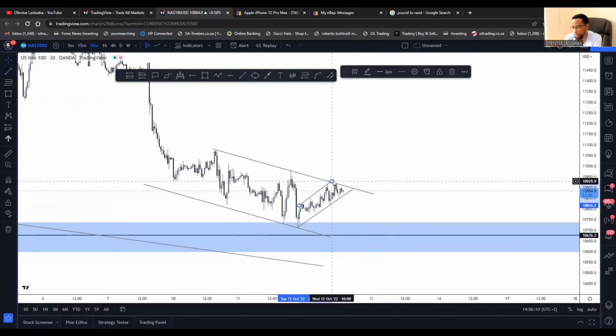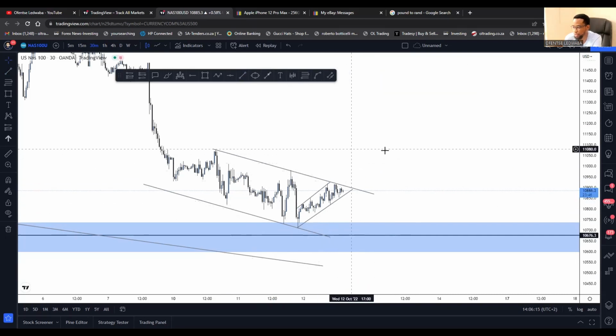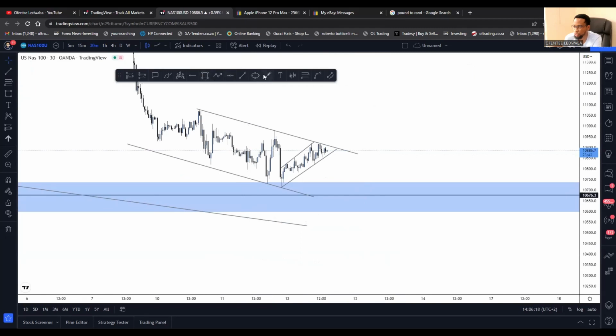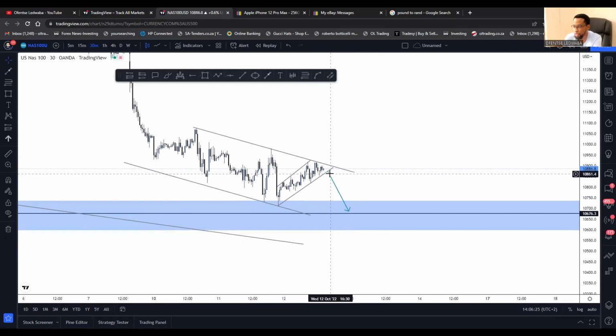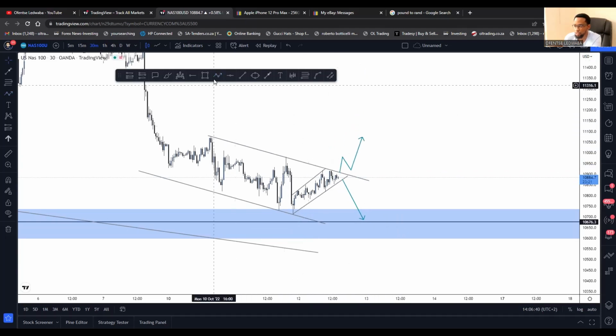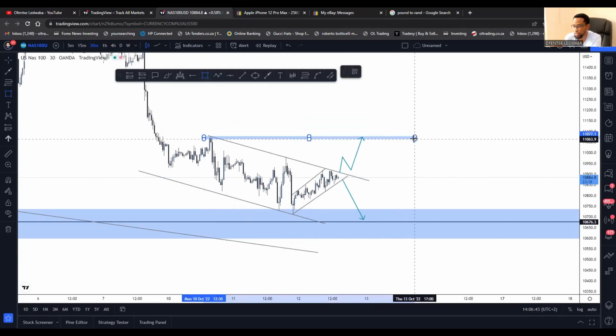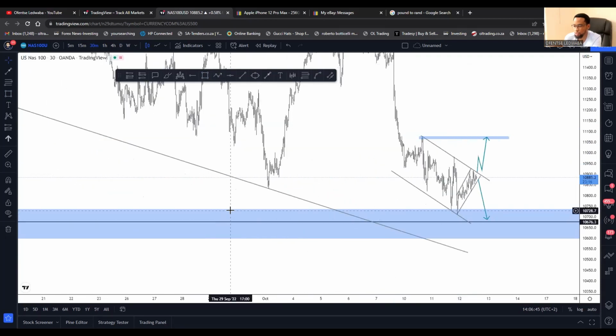Open my direction, guys. I'm happy at this point. Now, if it doesn't break this, then I'm looking at this move. You have to be careful because I want to have a test. So this is what I can see now.